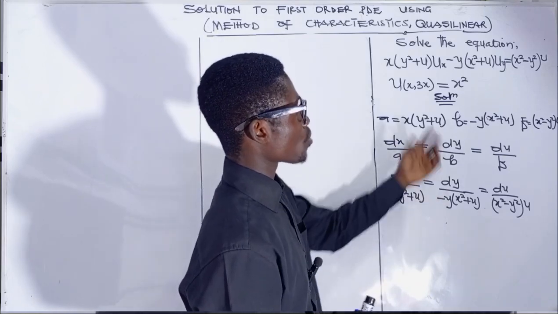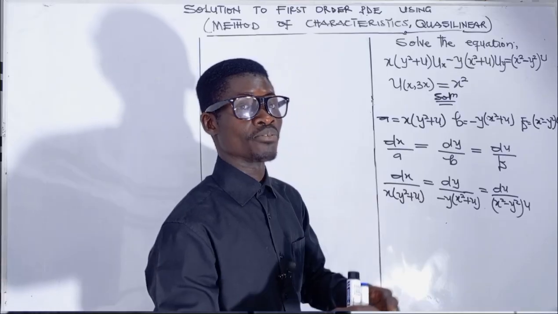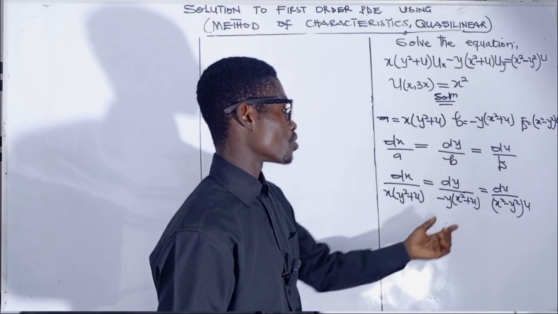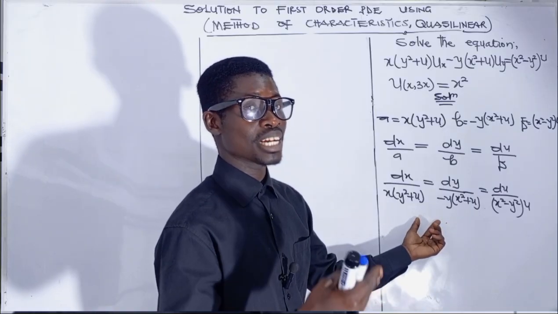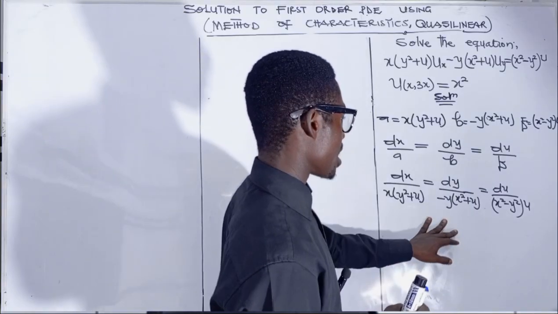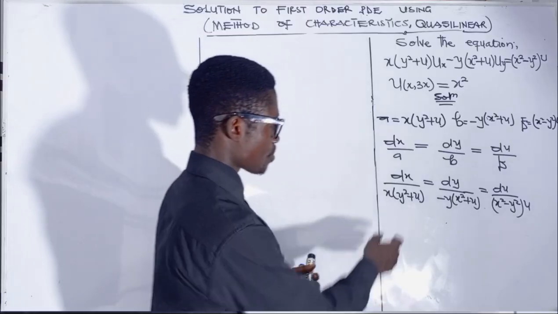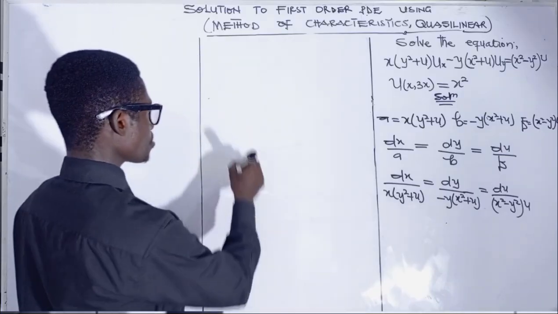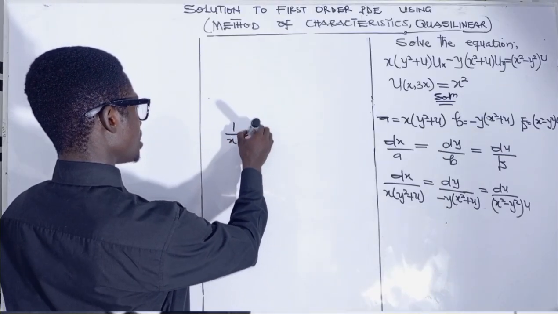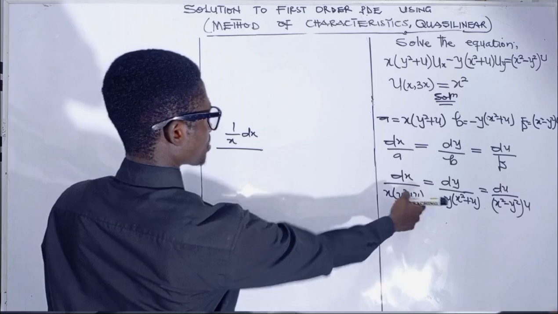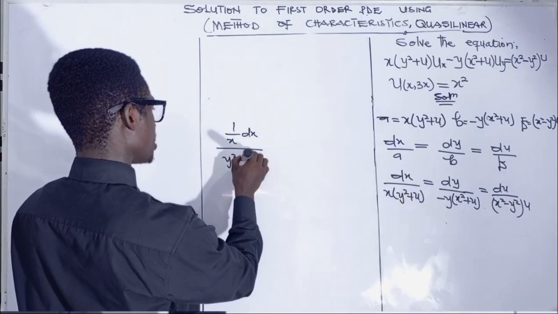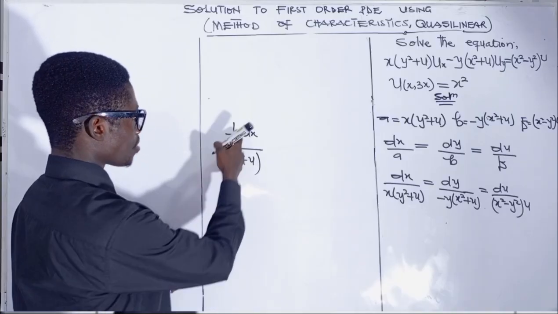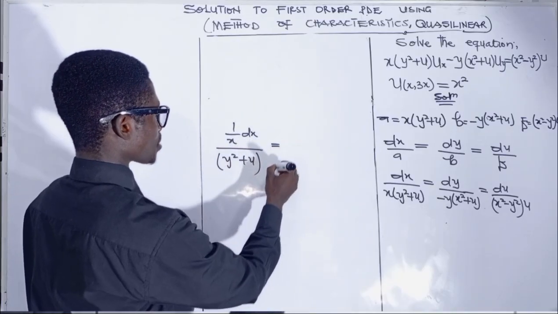We can see that questions on quasi-linear involve a lot of algebraic manipulations in order for you to maneuver your way out. So if you are algebraically good, in fact, you will find your way out. So what we are going to do here is that from here we can see that the dx all over this, we can write it as 1 all over x dx all over y squared plus u, because we know that 1 over x dx is the same as what?